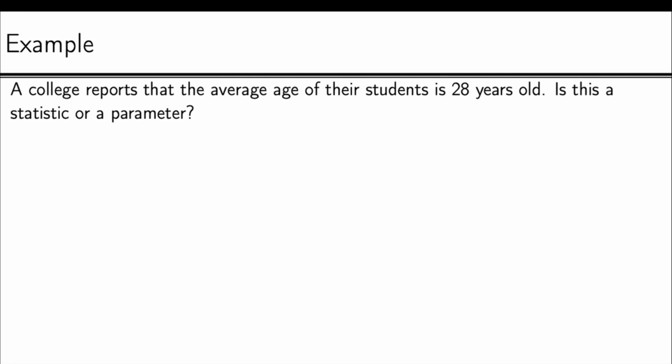And they're reporting that the average age of their students is 28 years old. They're not saying some of their students. They're saying of all of our students here, our average age is 28 years old. And so that is a number that describes the entire population, and so that is a parameter.